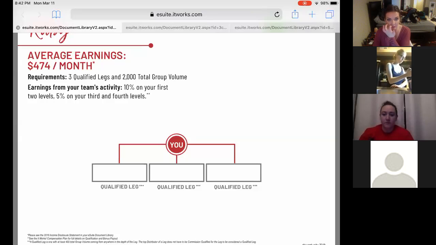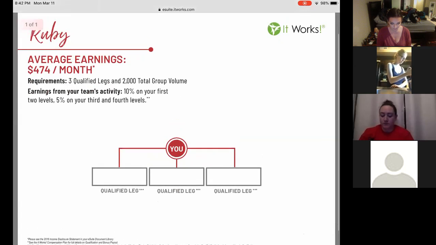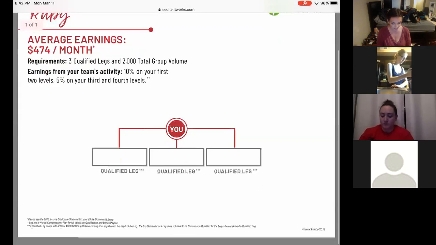Okay, guys, so I don't know if more people are going to get on, but I'm just going to go over a chart and how it works and what you need and all of that stuff.